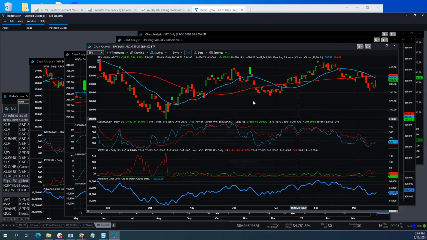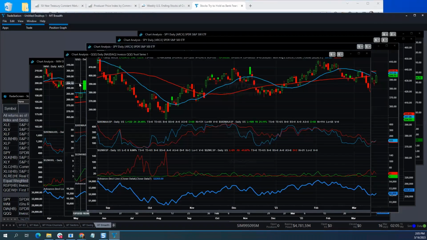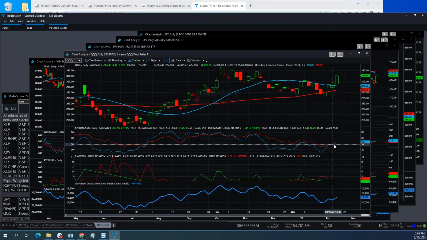So this is a really interesting indicator. TradeStation has all these great tools in it. Now, something even more interesting: go to the Qs and you can see that this happened earlier.